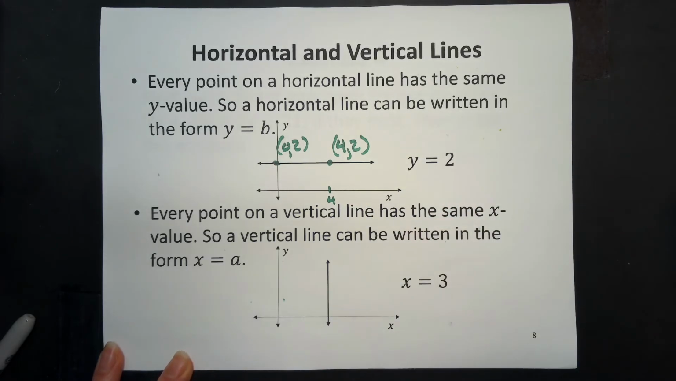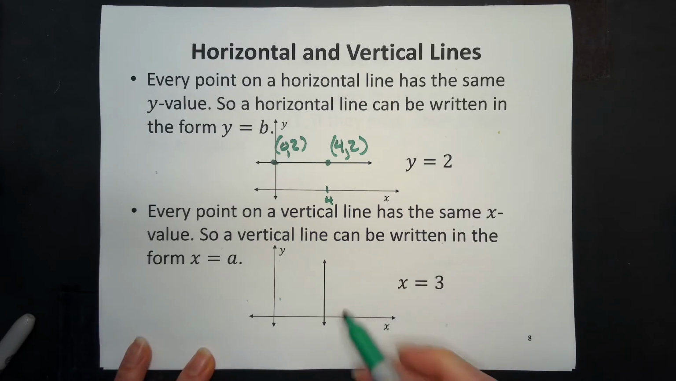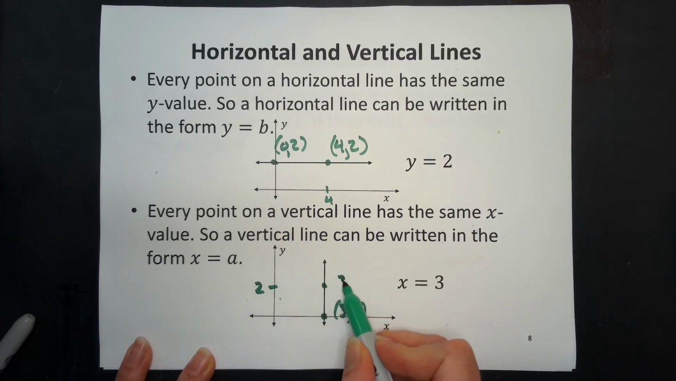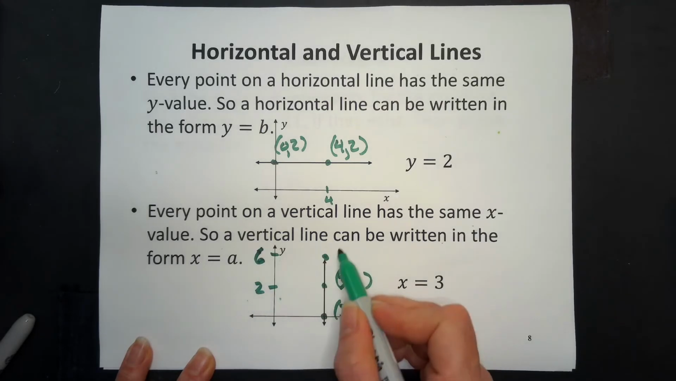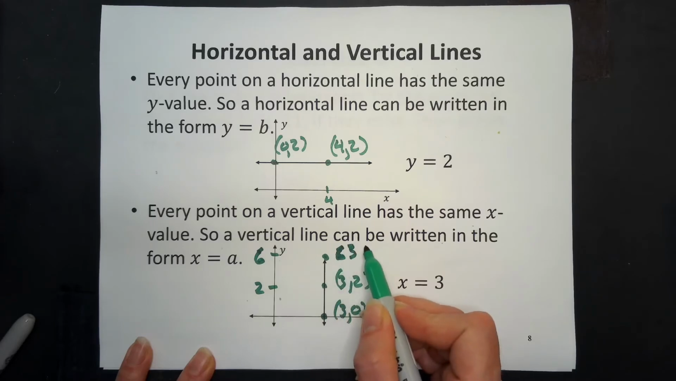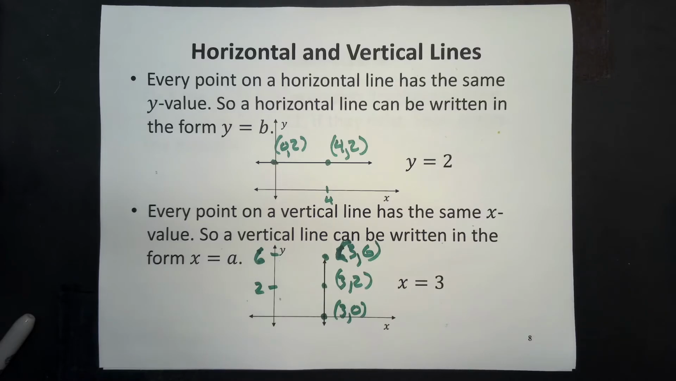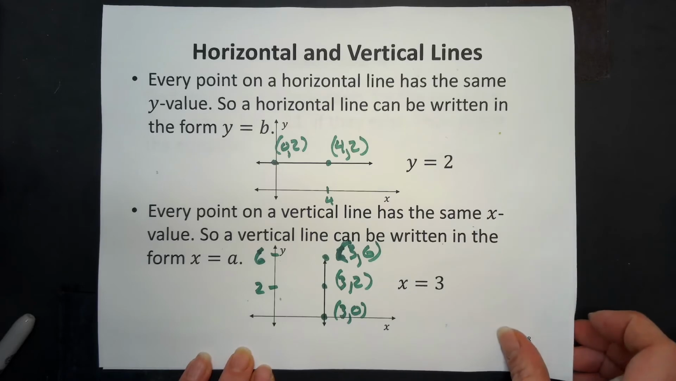Also, every point on a vertical line has the same x value, so a vertical line can be written in the form x equals a. In other words, on this line right here, where all my x coordinates are 3, this could be (3, 0). This could be (3, 2), (3, 6), and so forth and so on. As long as all your x coordinates are 3, you're going to be on this vertical line, x equals 3.